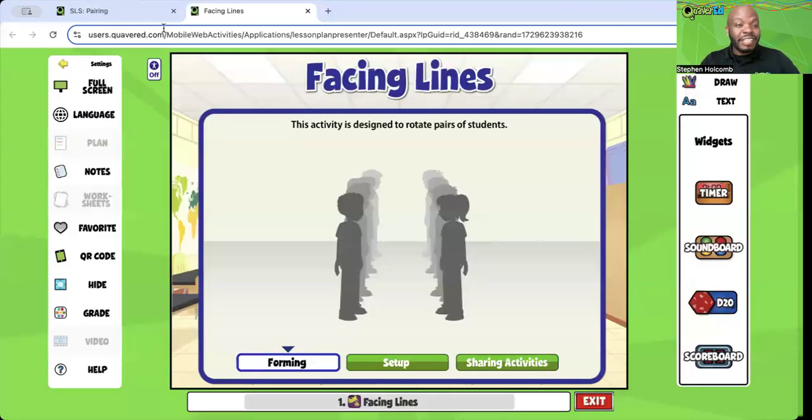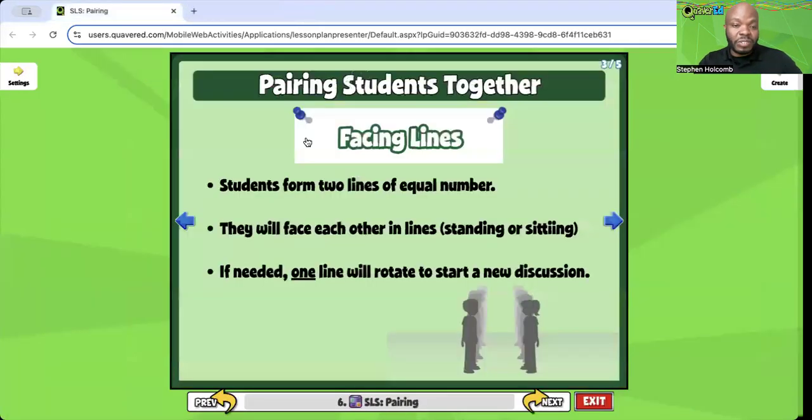So in facing lines, what you're going to have your students do is form two lines of equal number. When they're in those two lines, they're going to face each other, either standing or sitting, depending on your activity. Once they're facing each other and ready to have a discussion, you're going to present your prompt or your question, and then they can have that discussion together.